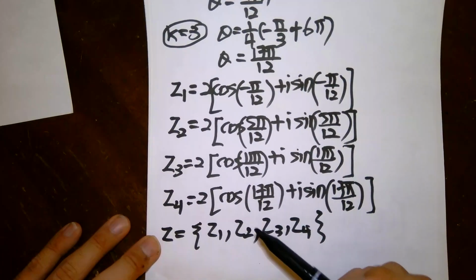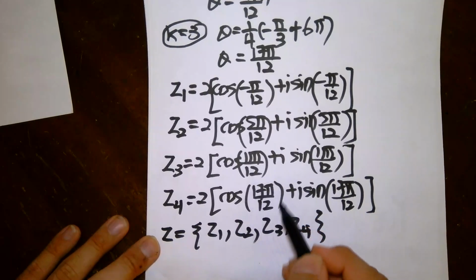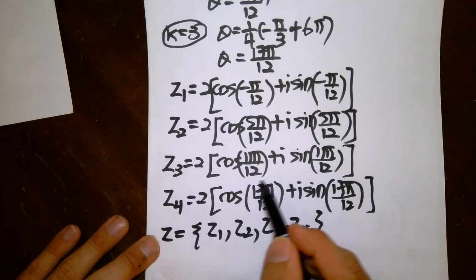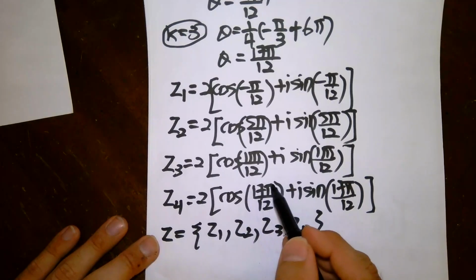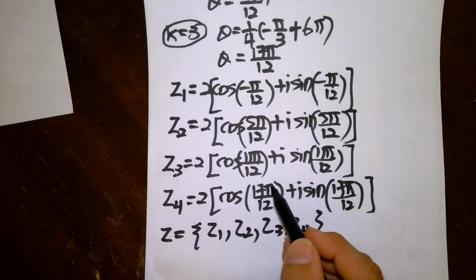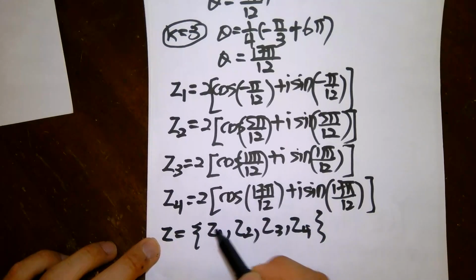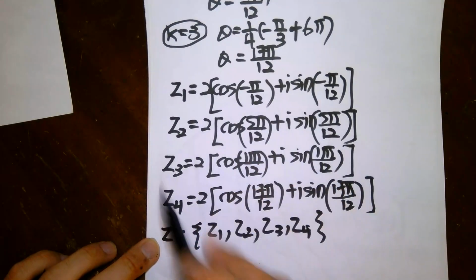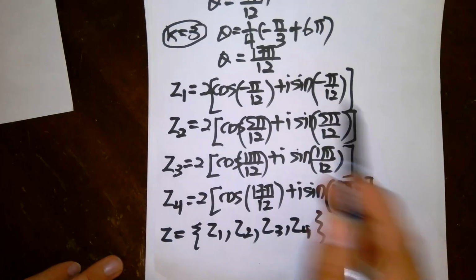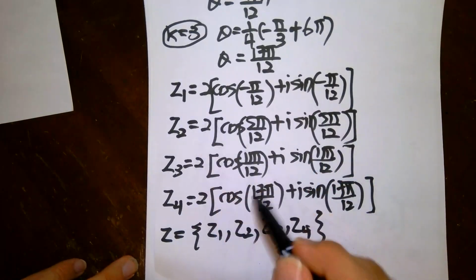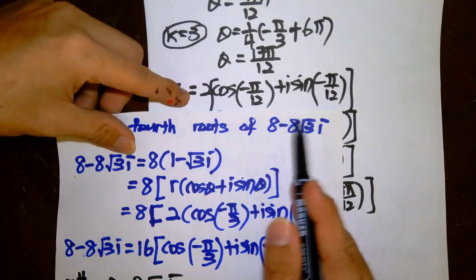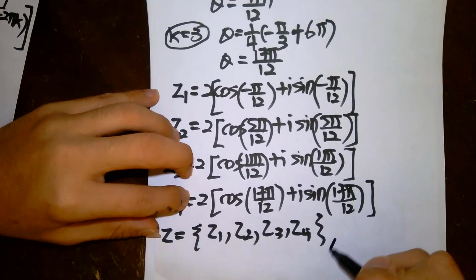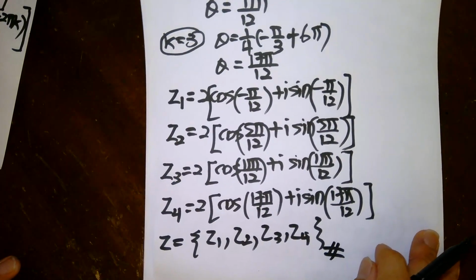Because this is not a special angle, meaning it is not something like 30 degrees, 45 degrees, 60 degrees, 90 degrees, right? It's not a very special angle. So I just rewrite my solution, the roots, in polar form, right? Just leave it in polar form. So this will be your answer, your roots for the fourth roots of this complex number. Alright, that's all for this video.